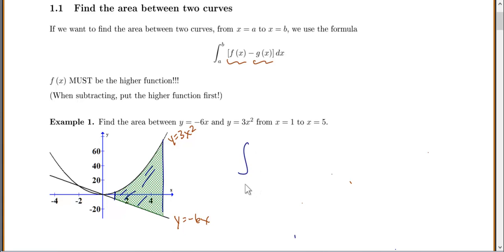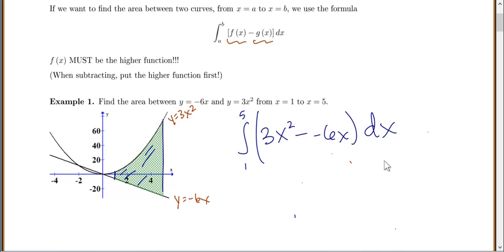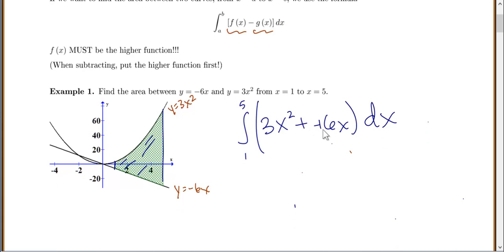So we're going to integrate from 1 to 5. Okay, now make sure you take the top function. Which function is higher? In this case, the parabola of y equals 3x squared is higher. So 3x squared minus the lower function. So minus, our lower function is negative 6x, dx. And that will just cancel to a plus.